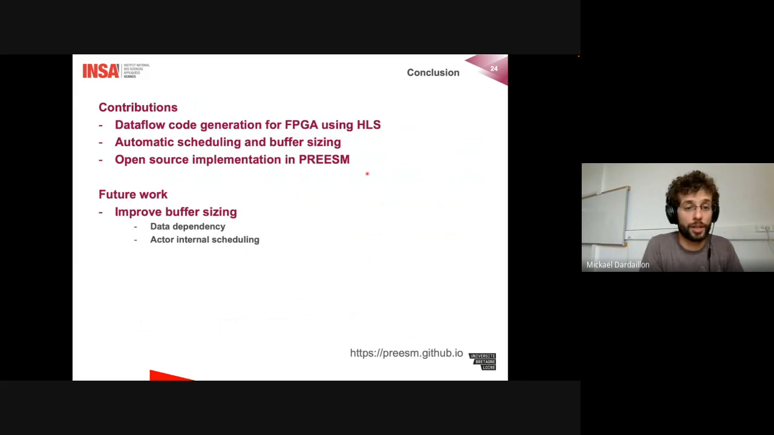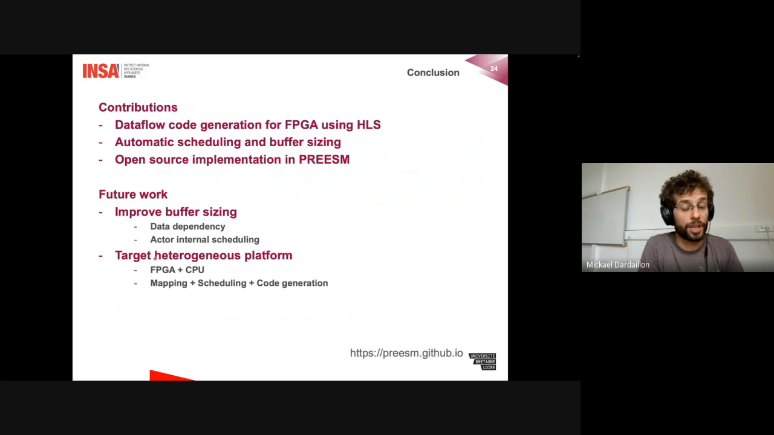So future work is that we want to improve buffer sizing. If we could use other information, because right now we are using only the execution time and the number of tokens which are produced or consumed. If we could have additional information such as data dependency, knowing that a token cannot be produced before 3 full lines have been read, for example, that could tighten our estimation. Or if we had direct access to our internal scheduling, we could build a more precise model, maybe at the cost of additional complexity, but there is maybe a trade-off to find here.